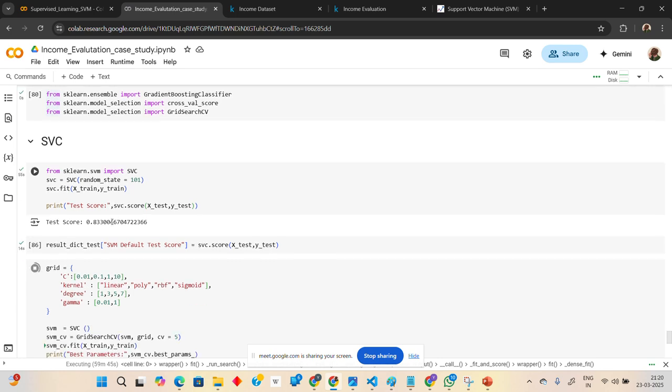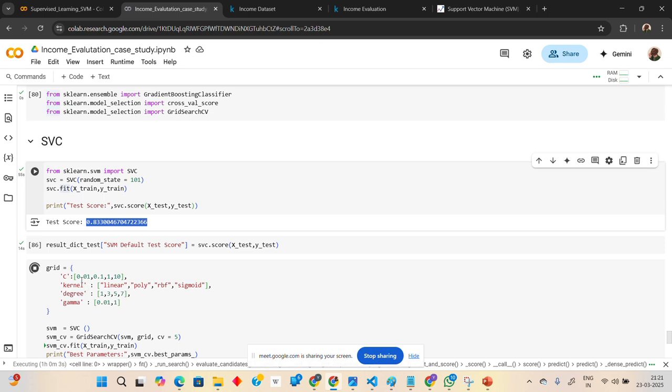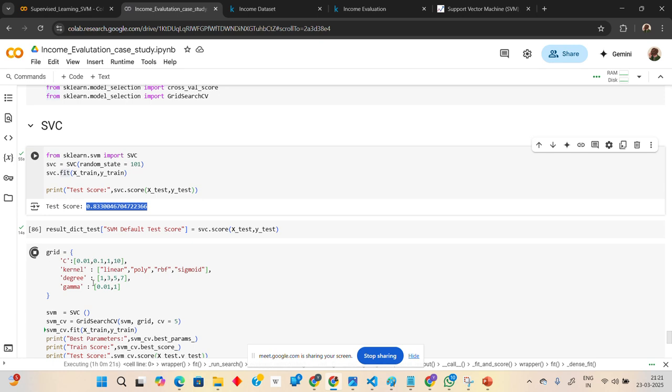And how do we build a support vector machine? Using the SVC, and then we can use fit to get the score. Here I did not use any hyperparameters like C or gamma or kernel. I did not mention anything. But if you want to really check, using C values from 0.01 to 10, altering different C values and altering different kernels, different degrees, and different gammas, if you really wanted to know the different accuracies, then you can use this technique.